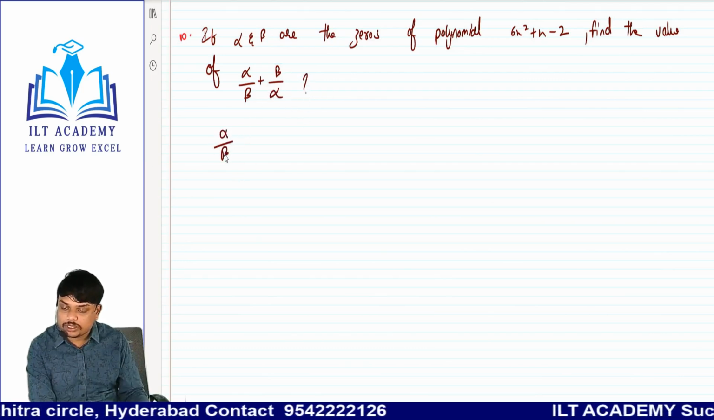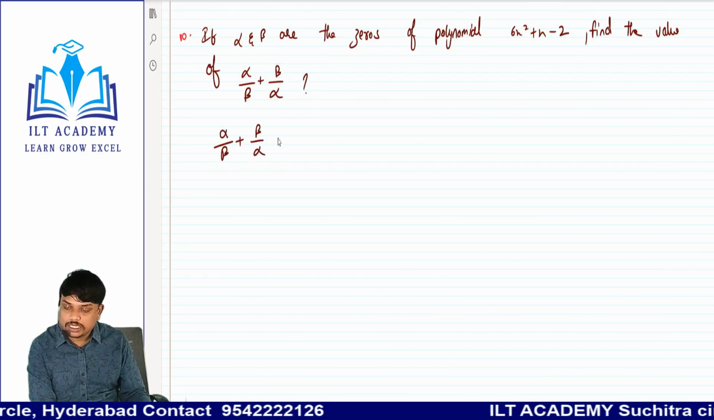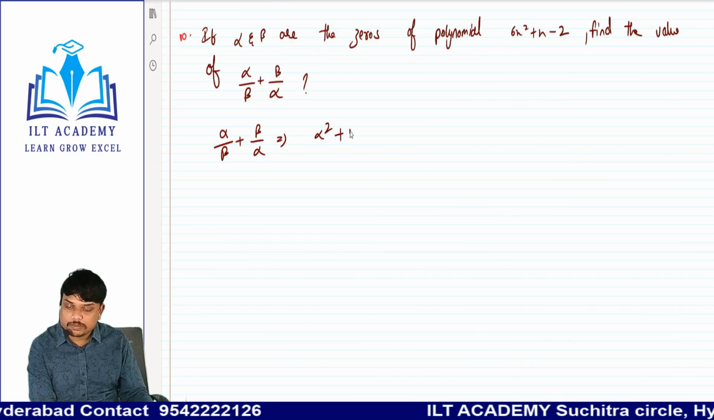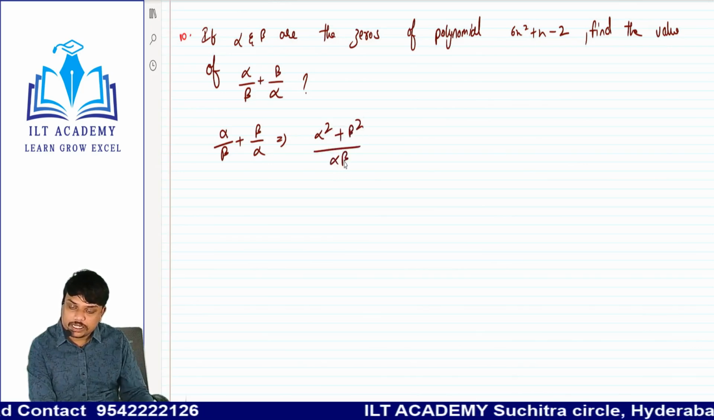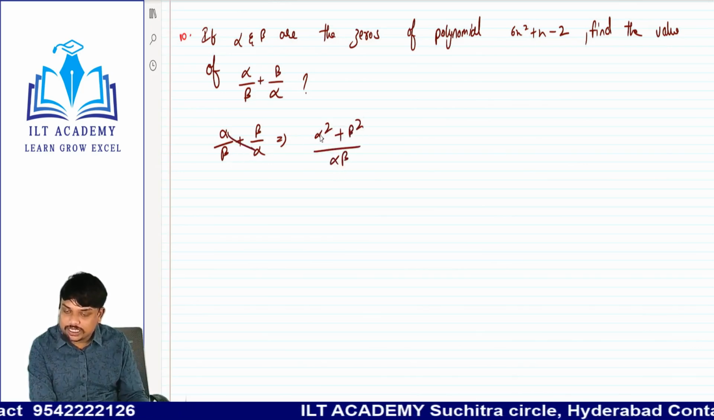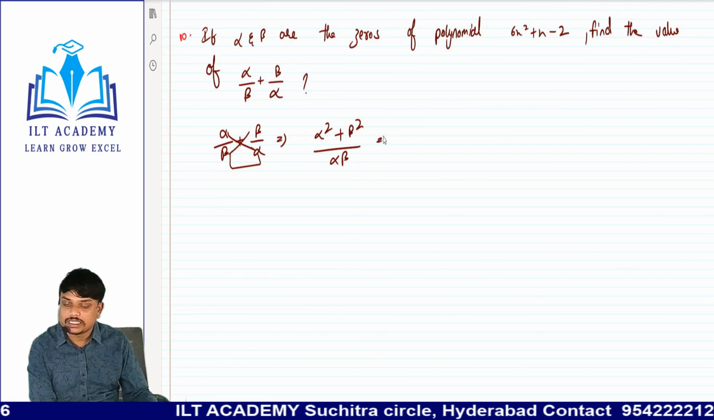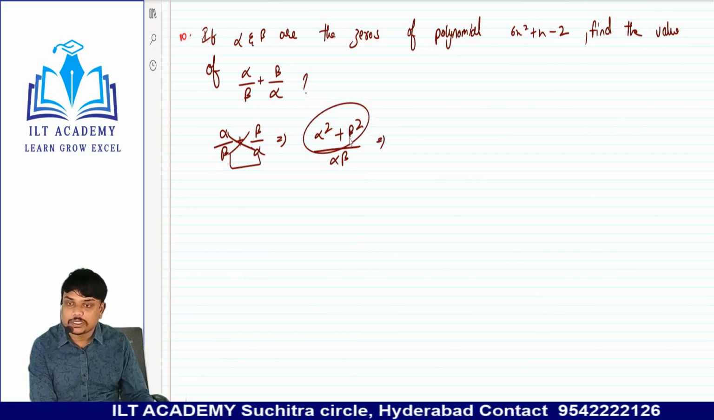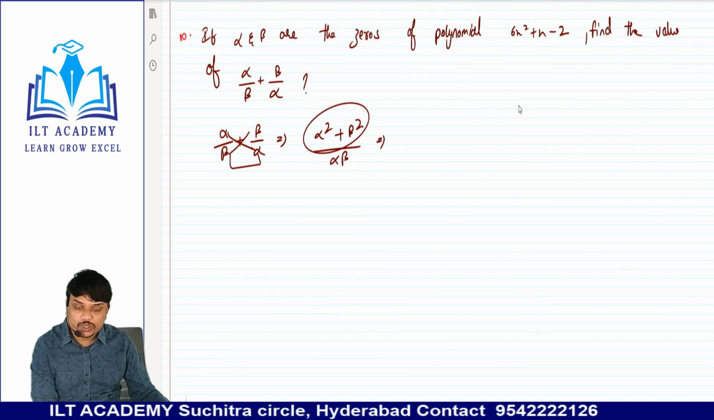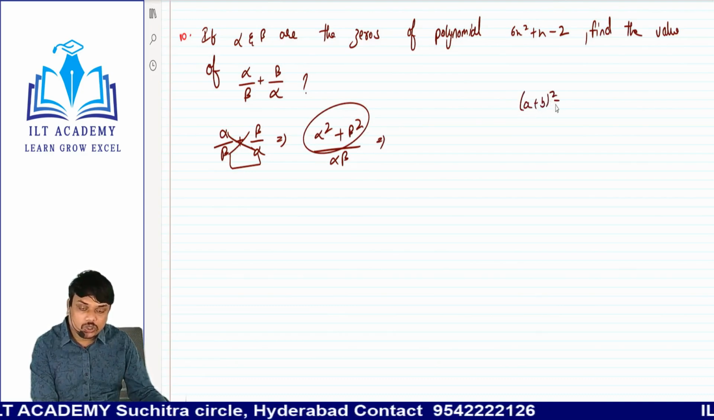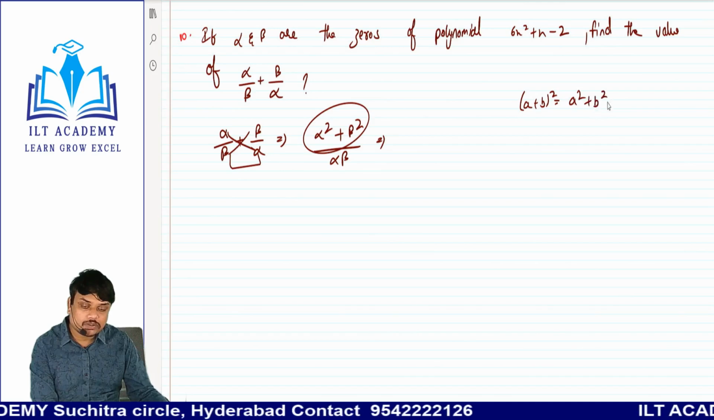No problem. Alpha upon beta plus beta upon alpha is equal to alpha square plus beta square divided by alpha beta. How? Alpha into alpha is alpha square, beta into beta is beta square, and multiplying the two denominators gives alpha beta. Sir, how to find alpha square plus beta square? Before that, I want to teach you one identity: a plus b whole square is equal to a square plus b square plus 2ab.